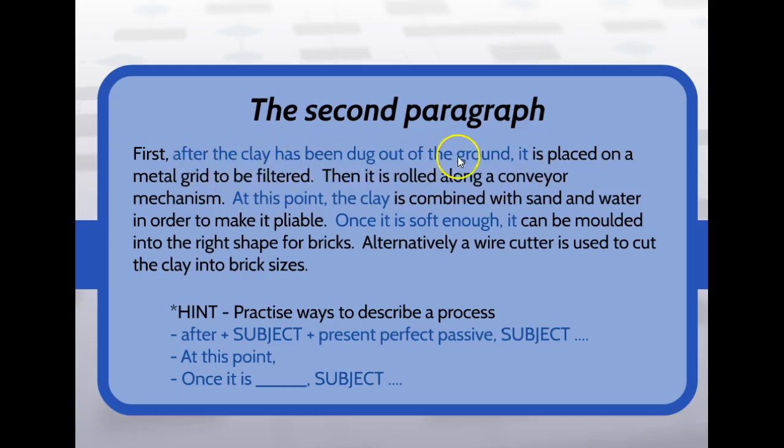After something has been, past participle, there's a comma, and there's the subject of the sentence. After the clay has been dug out of the ground, comma, it is placed on a metal grid to be filtered. Can you use this one, at this point? Can you use the word once? These words are really helpful in a flowchart. I'll just let you read that carefully.